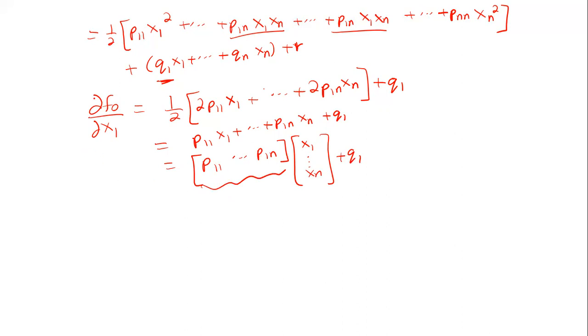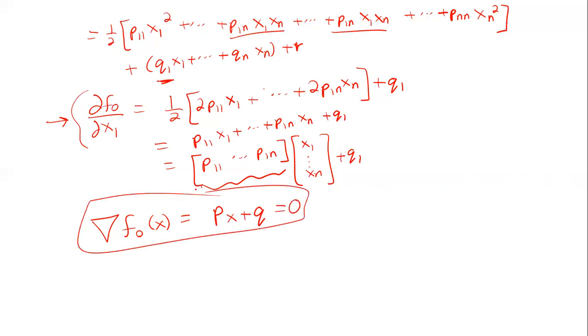As it turns out, if you take all the rest of these derivatives, you're going to progressively build all the columns, so that when you make this full gradient vector, del f0 of x, you're going to be able to get every one of these entries in the gradient vector by setting del f0 of x equals Px plus q and saying that's equal to 0. So convince yourself of that if you don't see it.